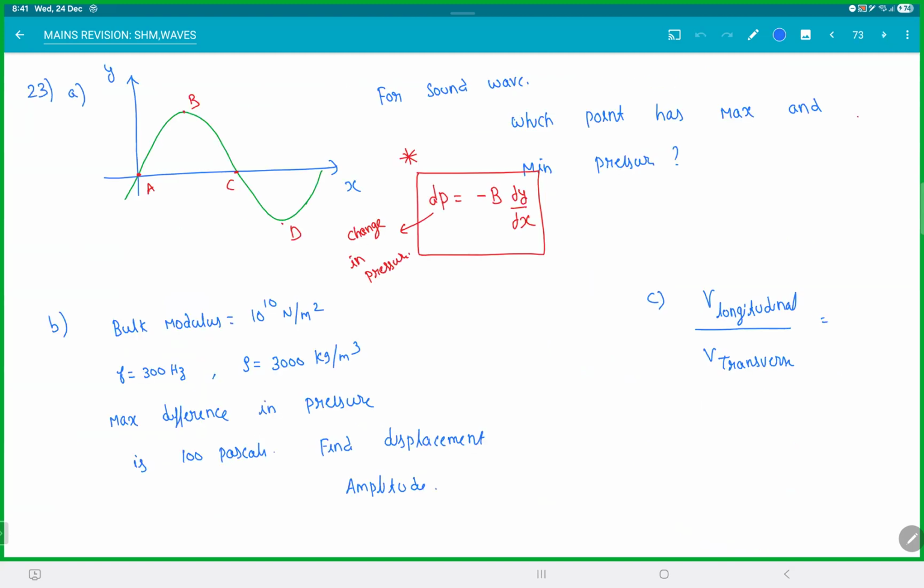Let's get these two. This is a YX graph for a sound wave. Which point has maximum and minimum pressure? That's a very important formula. dP is equal to minus bulk modulus dou y by dou x.